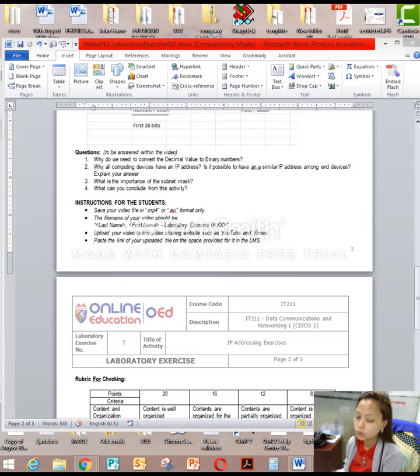Question number 4. What can we conclude from this activity? This lesson has provided us the basic information that we need in order to configure the router for routing IP, and how addresses are broken down, and how subnetting works. We also learned how to assign each interface on the router an IP address with a unique subnet.